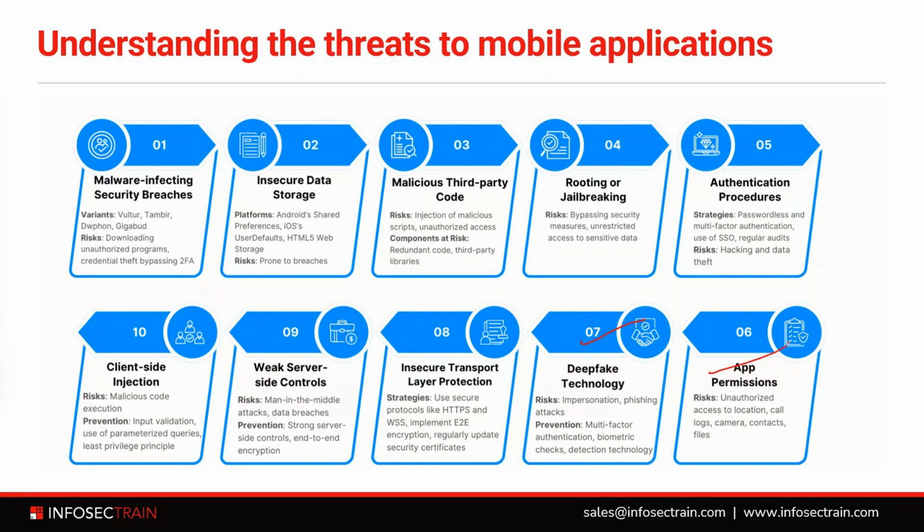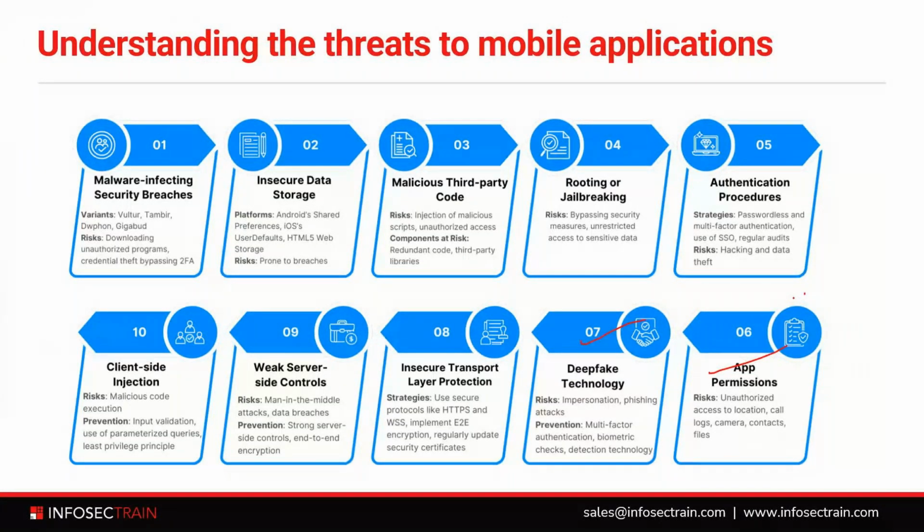Then app permissions. So you should look for app permissions. The app permissions should be proper, right? If your application is able to access unauthorized locations or call logs or cameras or contact files, even if it does not need it, that's a problem, right? So you have to make sure all these things are not there. These are some of the threats that are there for the mobile applications, right?